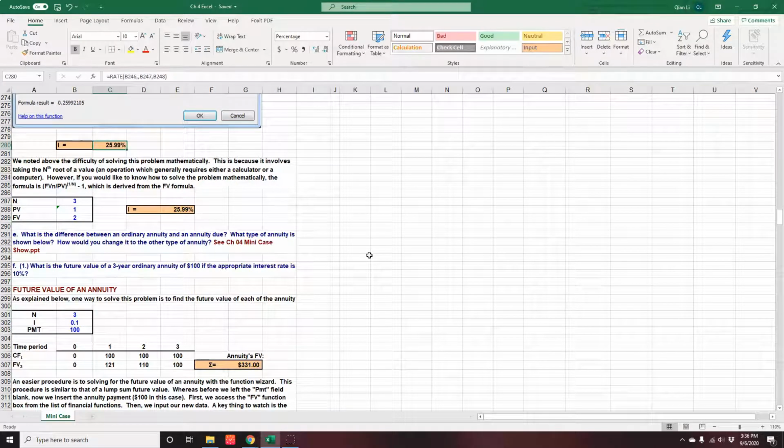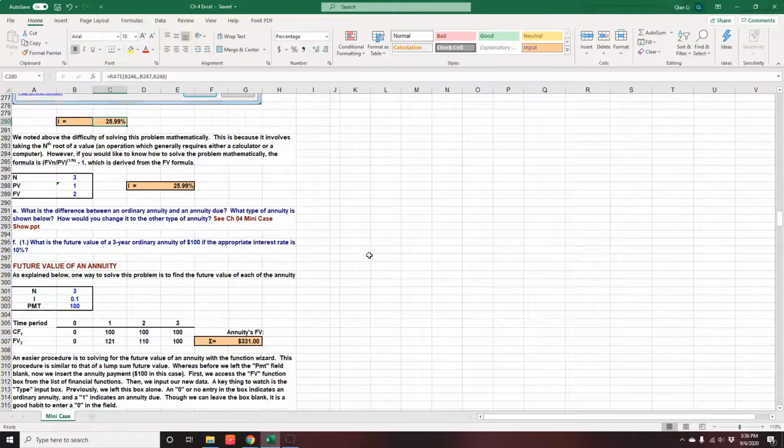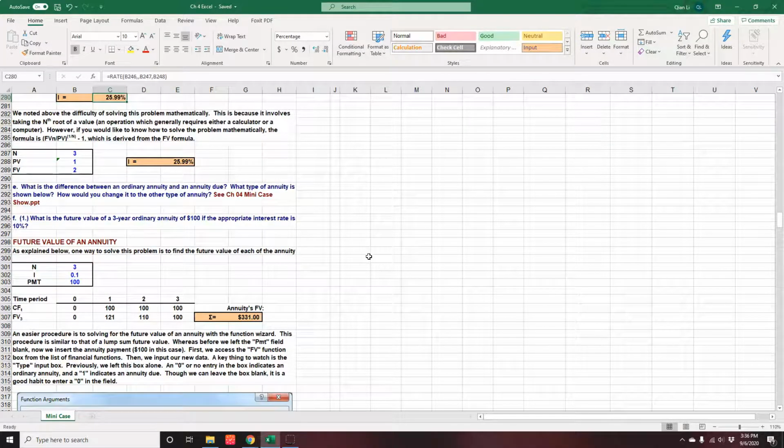So far these are about a single cash flow. What about annuities and multiple cash flows? To explain the annuity future value, remember annuity future value is the total future value of all the cash flows, or say all the payments involved in this annuity. So when we have 1, 2, 3 payments here, for each payment we calculate the future value.